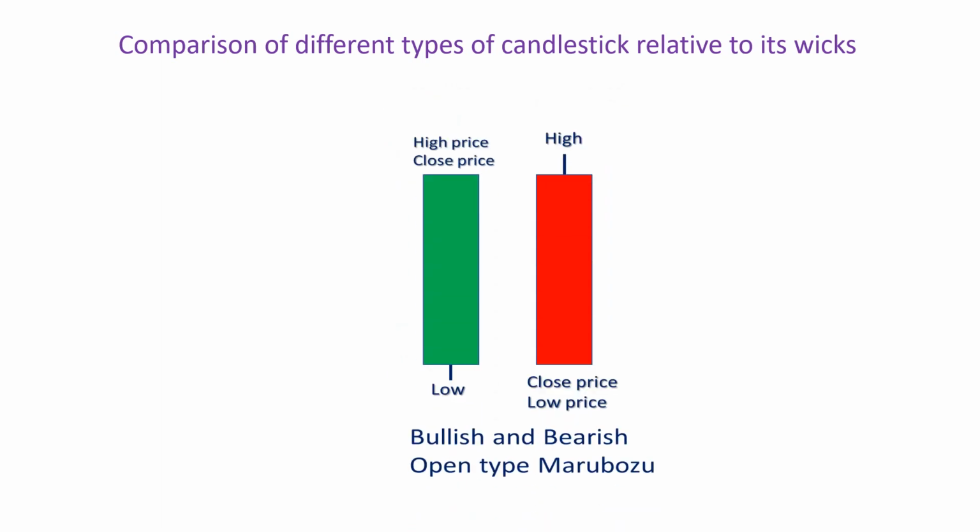This is bullish and bearish open type Marubozu. In bullish open type Marubozu, the high price and close price are at the same level. And in bearish, the close price and low price are at the same level. In these two types, they are very strong like full type Marubozu. The only difference is you have a very small price rejection at the open place.